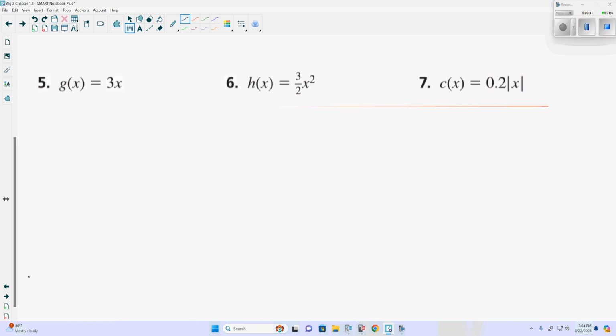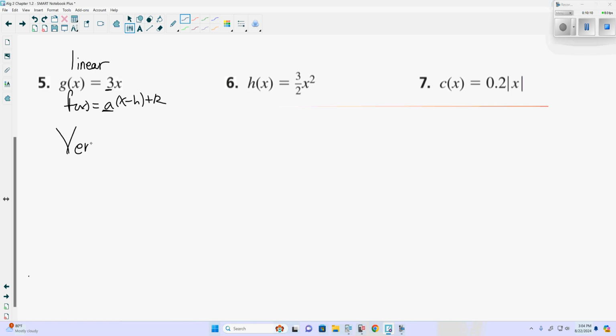All right, guys, let's look at number 5. g of x equals 3x. Now, the parent function would be linear. The general equation for linear is a times (x minus h) plus k. Well, again, there's no h value or k value, so it's not moving left, right, up, down, but we do have a value of a. And the value for a is 3.